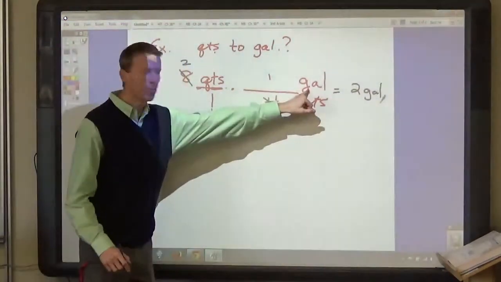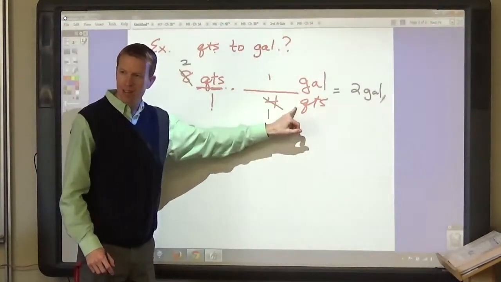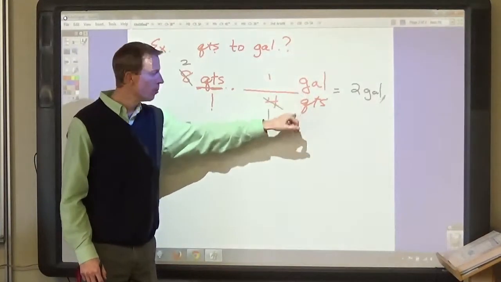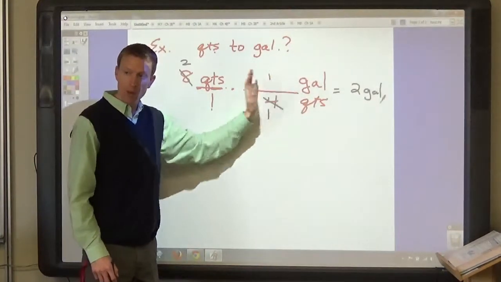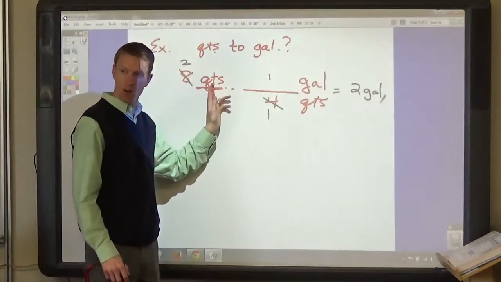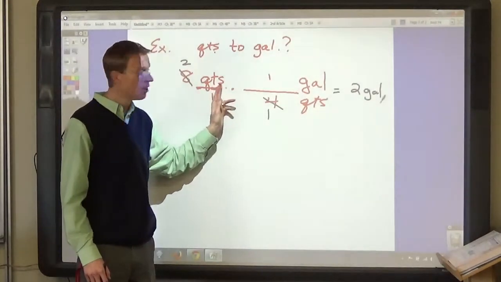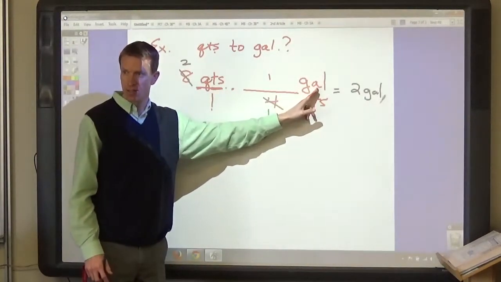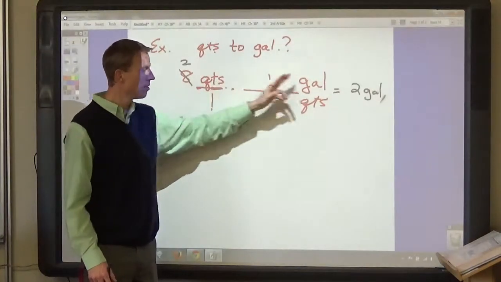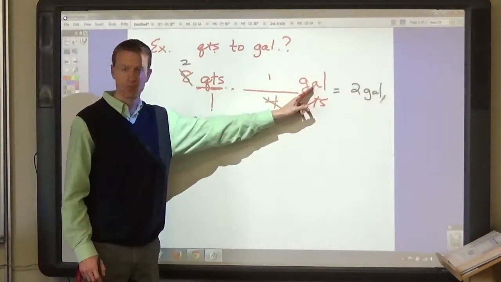So, you want to multiply by a ratio. This is a ratio because these are different labels. You want to multiply by a ratio to get from what you have to what you want. You have quarts and you want it in gallons.